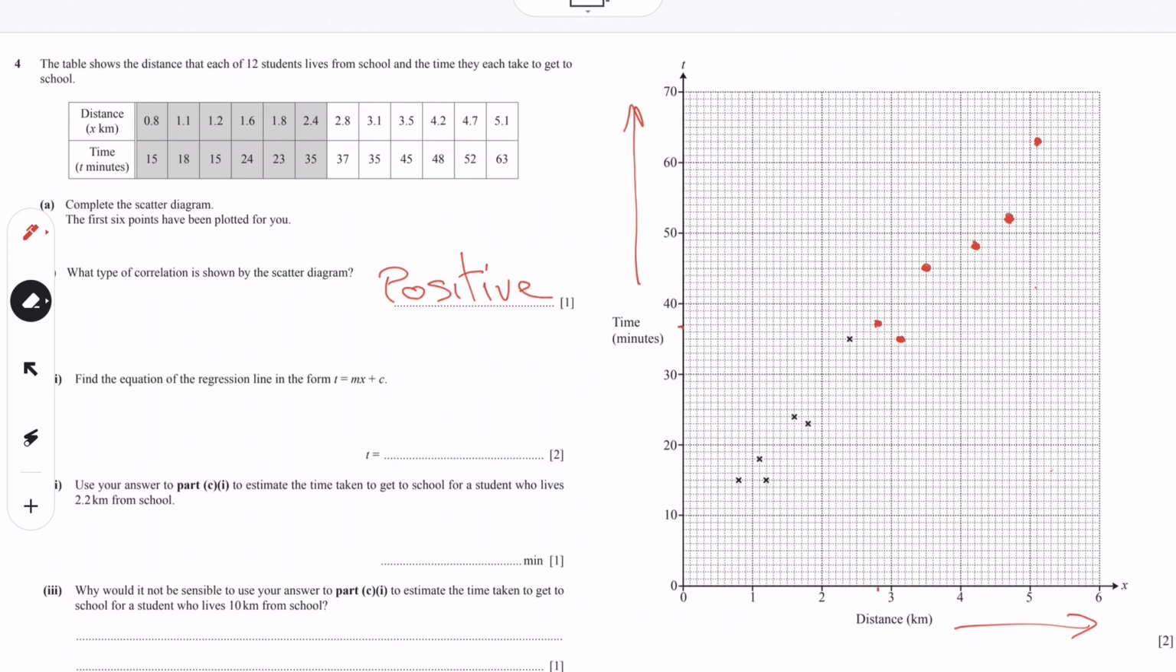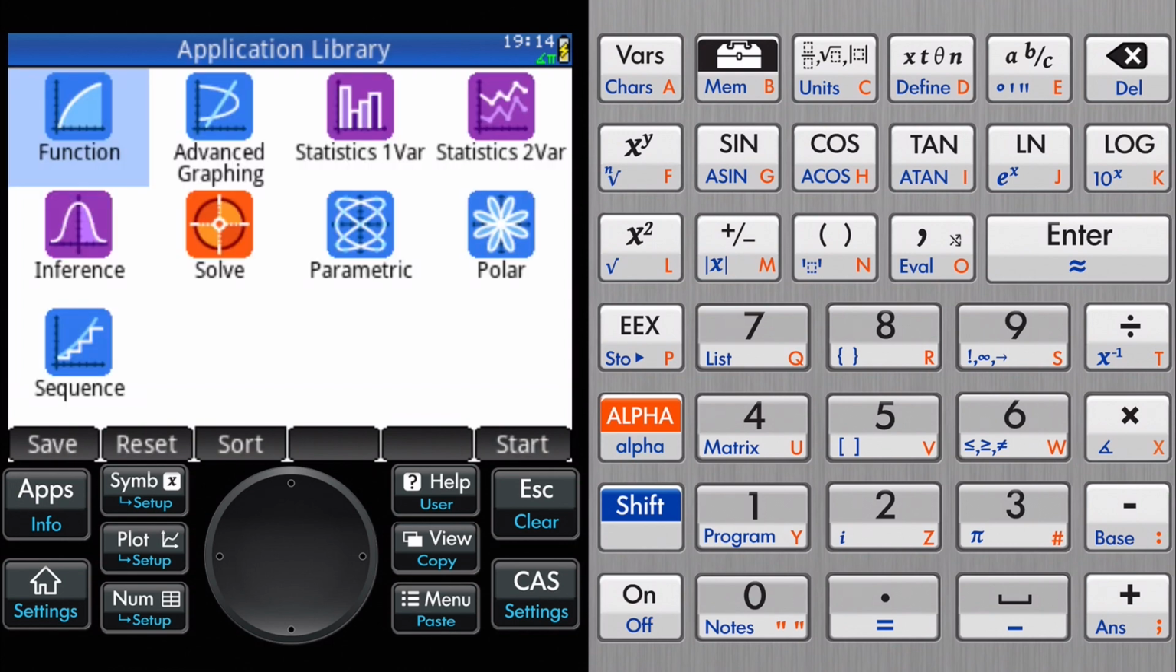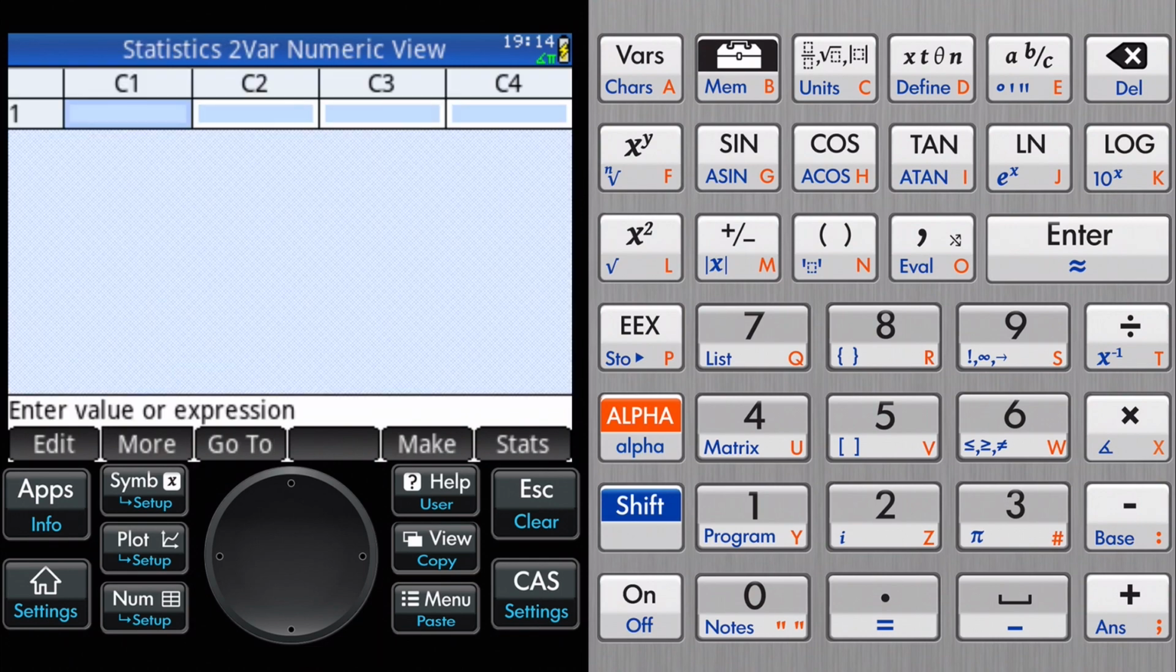So we now need our GDC because we've got to find the equation of the regression line in the form t, for time, equals mx, x being the distance, plus c. So we've got to plot these into our GDC. So let's load the GDC, and we're going to be using the app called Statistics 2 VAR. Now we've got to put all of our data in, I'll do this quickly, I'll speed the video up.